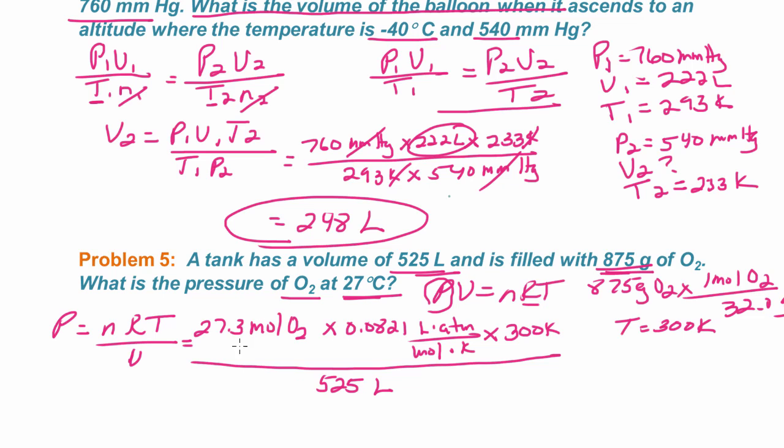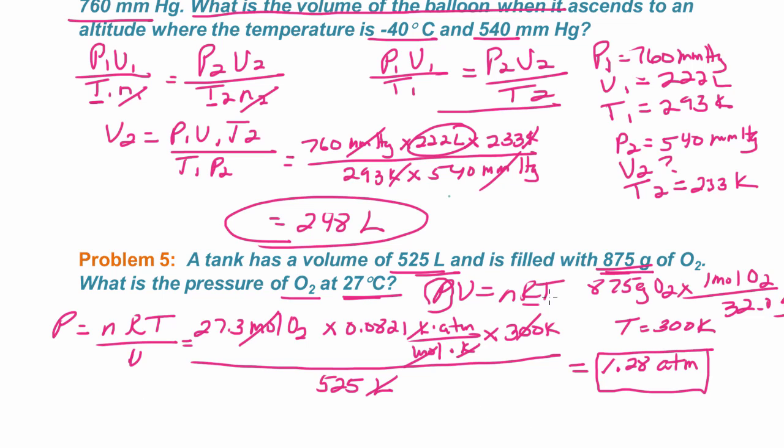Note how everything cancels. Moles cancel here. Kelvin, that cancels. The liters cancel, and we're left in atmospheres. So we have 27.3 times 0.0821 times 300, and we divide that by 525, and I end up with 1.28 atmospheres. So that is the pressure.